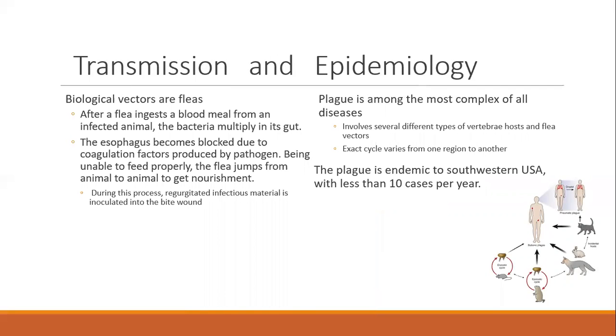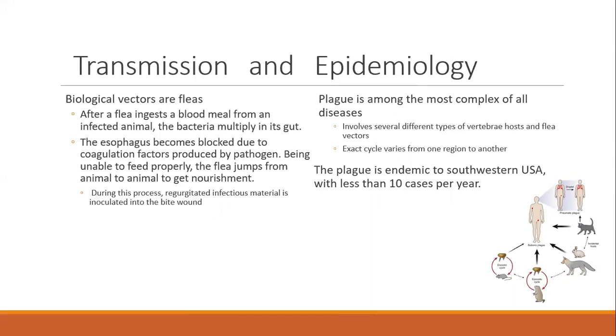Transmission and epidemiology. Biological vectors are fleas. After a flea ingests a blood meal from an affected animal, the bacteria multiply in its gut. The esophagus becomes blocked due to coagulation factors produced by the pathogen. Being unable to feed properly, the flea jumps from animal to animal to get nourishment. During this process, regurgitated infectious material is inoculated into the bite wound.